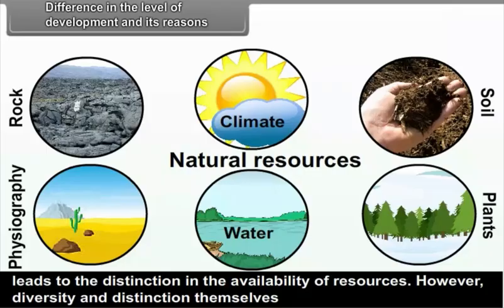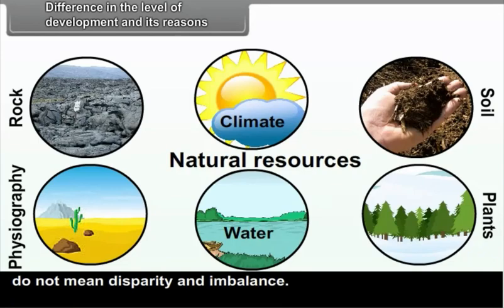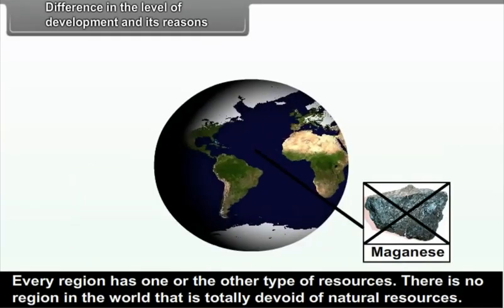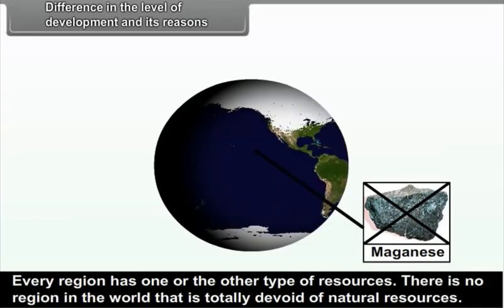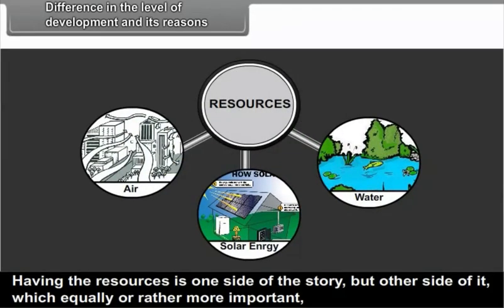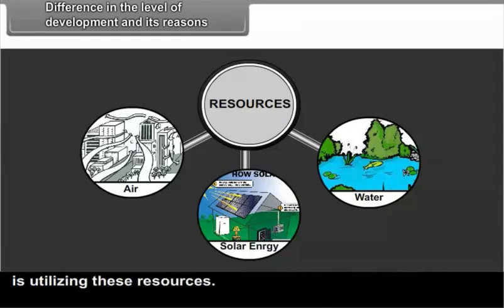However, diversity and distinction themselves do not mean disparity and imbalance. Every region has one or other type of resources. There is no region in the world that is totally devoid of natural resources. Having the resources is one side of the story, but the other side of it, which is equally or rather more important, is utilizing these resources.